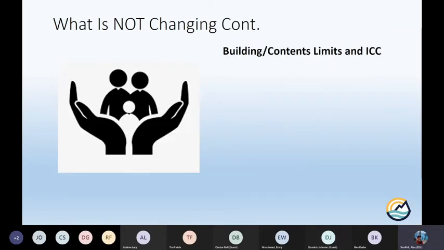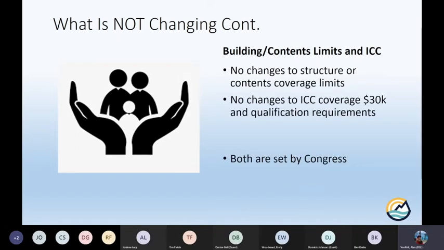Building and content limits and ICC funding. Under the NFIP, there is a limit for how much structure coverage you can get and how much contents coverage you can get. Those limits aren't changing. So it's still going to be $250,000 for residential structures and $100,000 for contents. Those limits remain in place. Again, set by Congress. Congress has to be the one to change them.